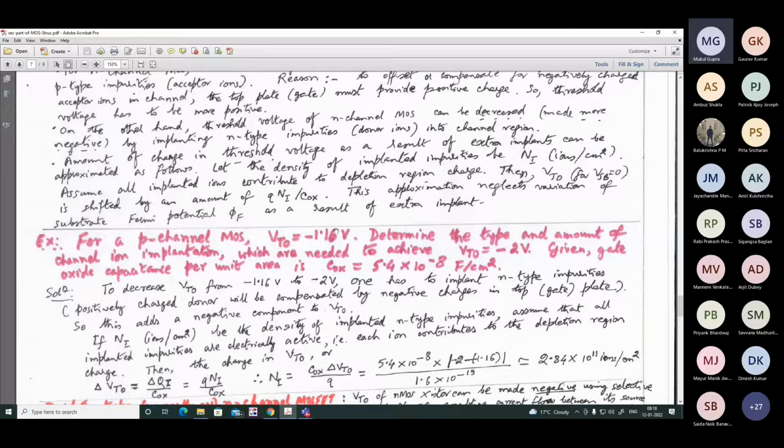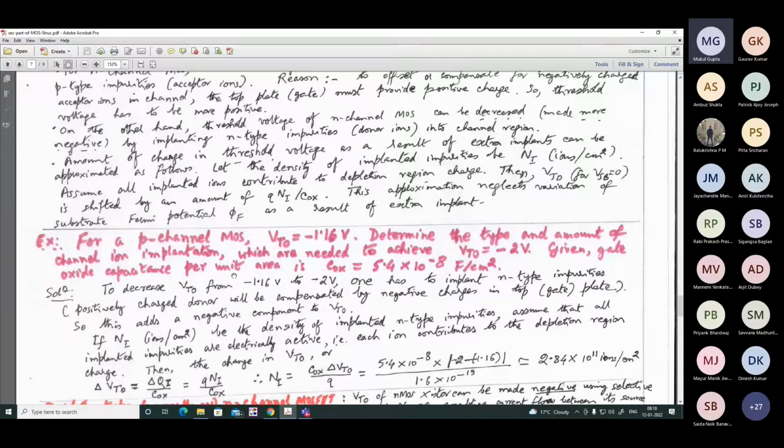Obviously, as it is required to make it more negative, we have to execute ion implantation involving N-type impurities, or pentavalent impurities. Why? Because if you do that, the donor ions will become positive at the time of operation. So it will be obvious that the corresponding threshold voltage will be more negative, because it has to balance out. On the gate side, it has to be more negative.